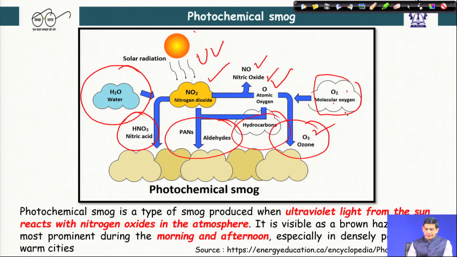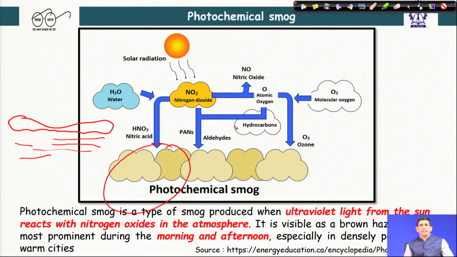Now, ozone together with all these organic compounds we call photochemical smog. Then you have the visibility problem, where you see the brown haze in the morning and the afternoon times.